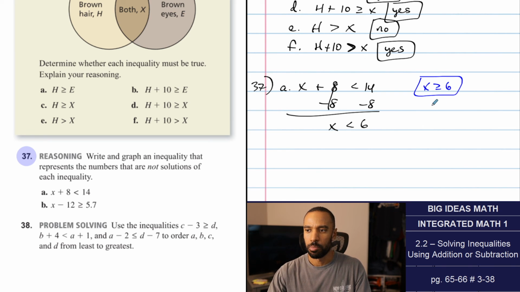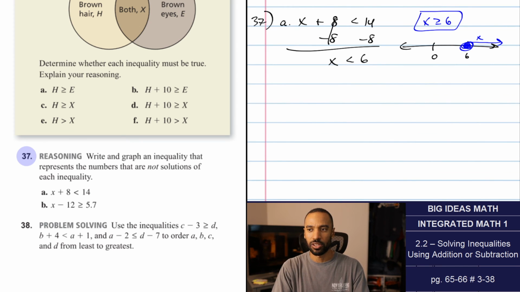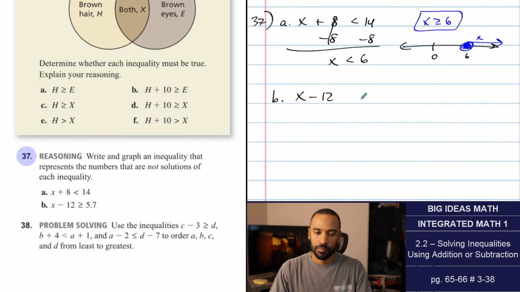Now it might help by actually doing the graph first. You think x is less than 6, we're thinking, here's 0, here's 6. We're thinking I would open this circle and go to the left, but now let's do everything else. Everything else is closing the circle, including 6, and everything on this side. So it's everything that's not less than. That would be A.